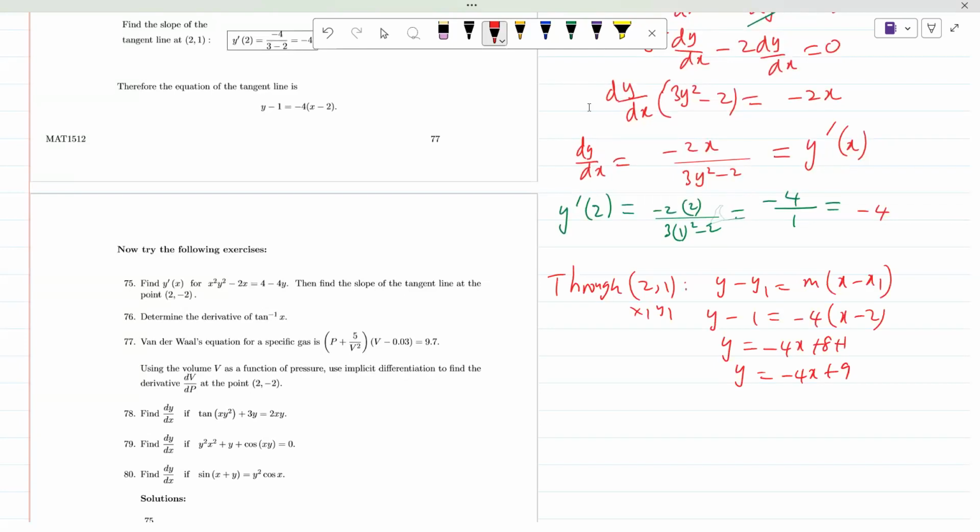So this is exactly the equation of the tangent. Please think about it and make sure you understand.